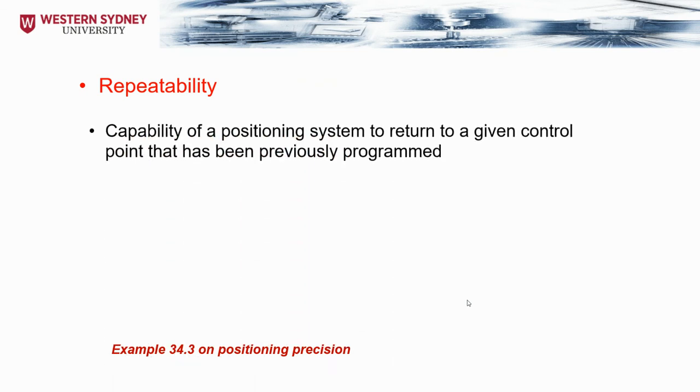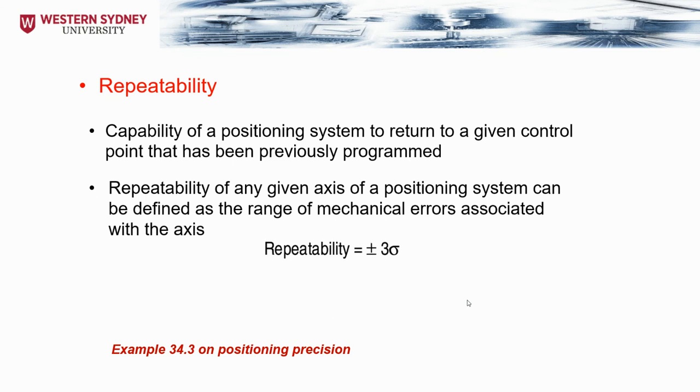Repeatability is the capability of the positioning system to return to given control points that have been previously programmed. The repeatability of any given axis of the positioning system can be defined as the range of the mechanical errors associated with the axis. So the repeatability is plus or minus 3 sigma.